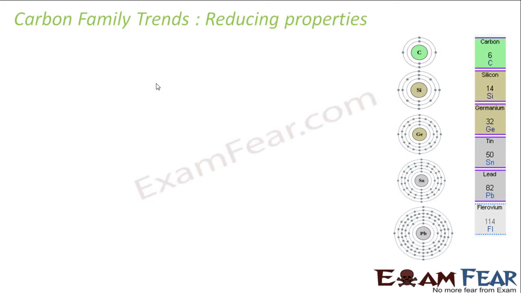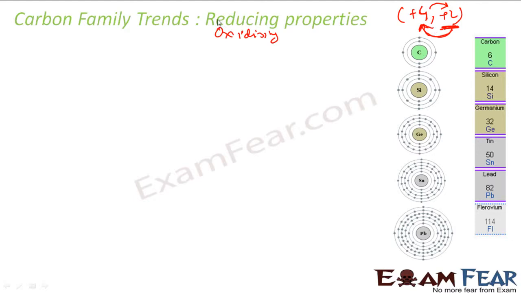Let's talk about the reducing properties now. As I told you, it has +4 and +2 oxidation states both, correct, so it acts as both an oxidizing and a reducing agent. Why? The one in the +4 will try to act as an oxidizing agent because it will try to become +2. The one in the +2 will try to act as a reducing agent because it will try to oxidize itself to +4.